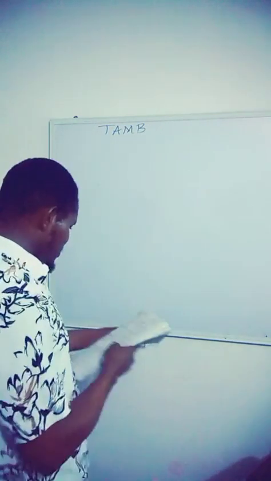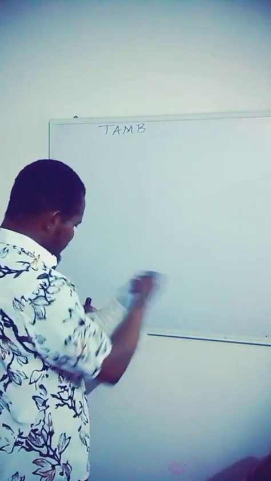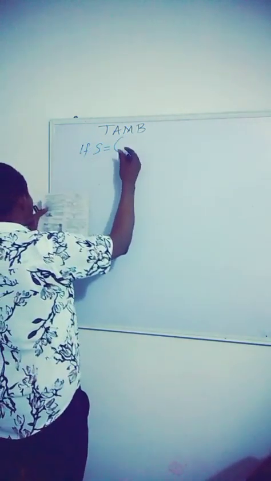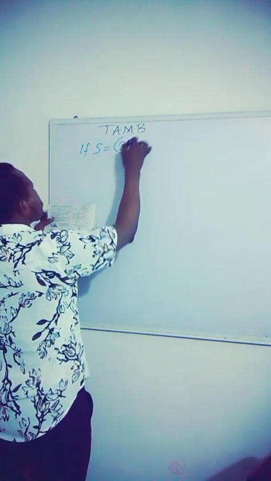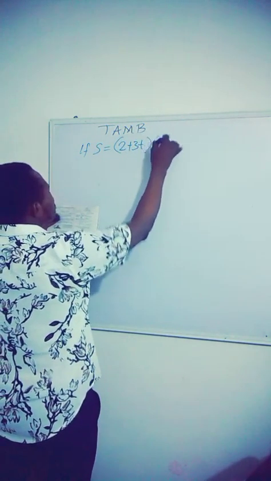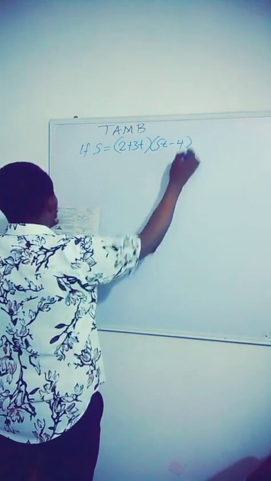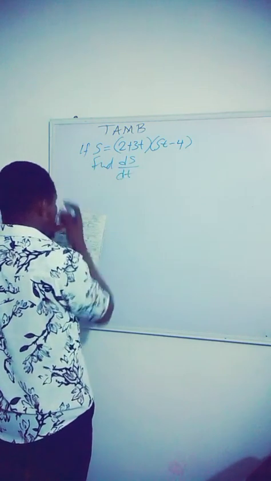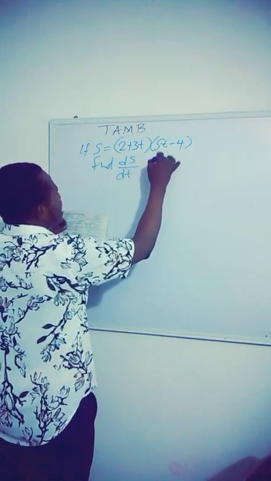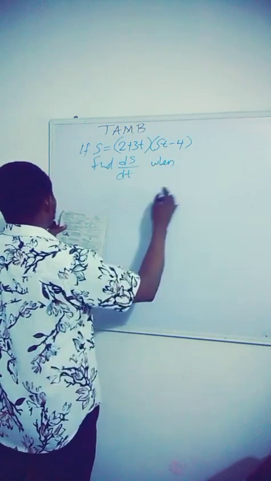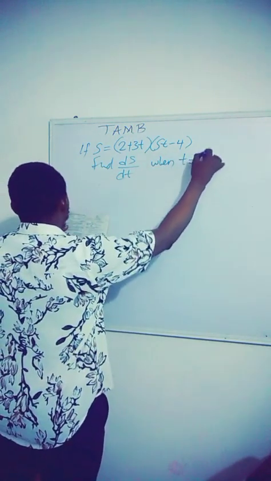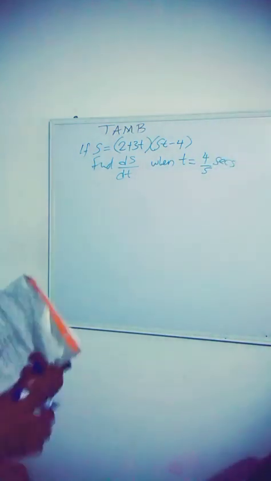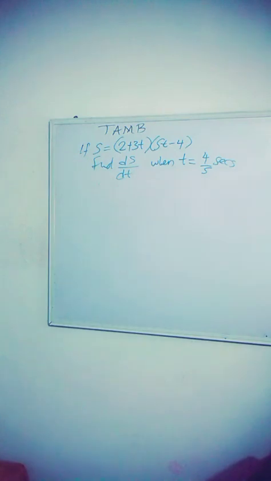So we have a question here. This question says that if s equals (2 plus 3t)(5t minus 4), find ds/dt when t is equal to 4/5 seconds. You see the question. So let's solve this.